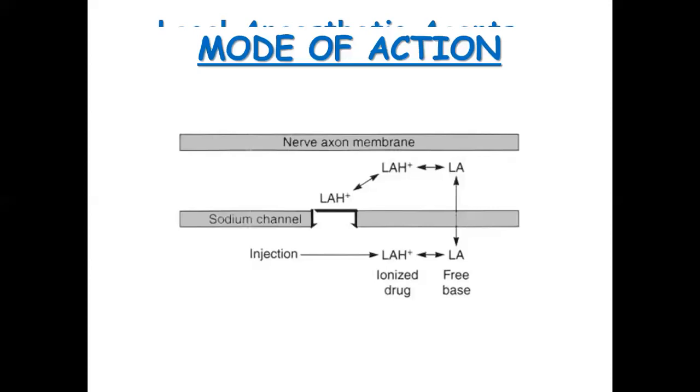When it crosses the nerve axon membrane, it will again combine with the hydrogen to form the ionized portion, and this ionized portion is going to cause blockage of the sodium channels. By blocking these sodium channels, there is going to be blockage of the action potential or depolarization of the nerve axon membrane. It means local anesthetic agents are basically blocking the sodium channels and the depolarization, and by doing so they are producing their effect.